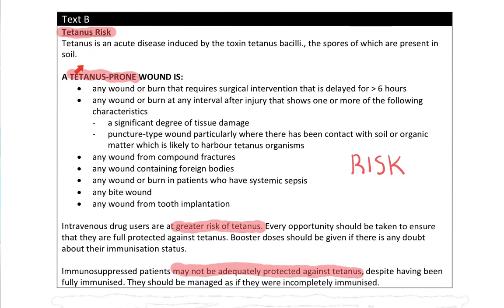Alright, so the question talks about not being sure. So that means the person is at risk, okay? So we are in text B, and under here we look for drug users. So we can see intravenous drug users are at greater risk of tetanus. Every opportunity should be taken to ensure that they are fully protected against tetanus. Booster doses should be given if there is any doubt about their immunization status. So what are we giving? Booster doses.